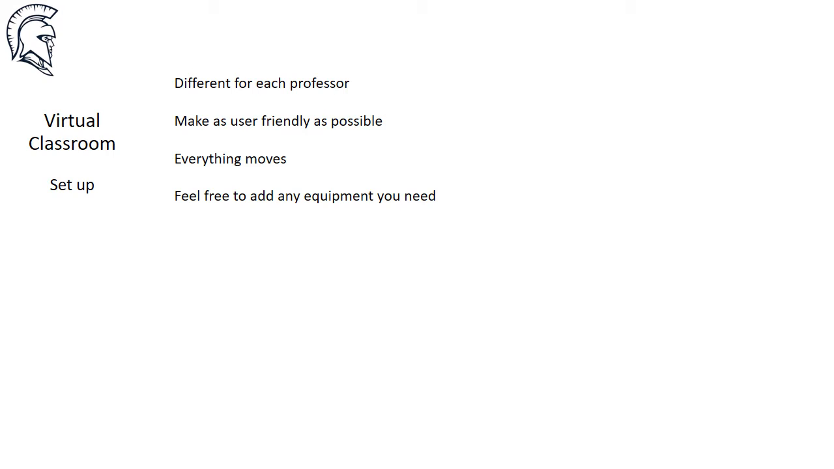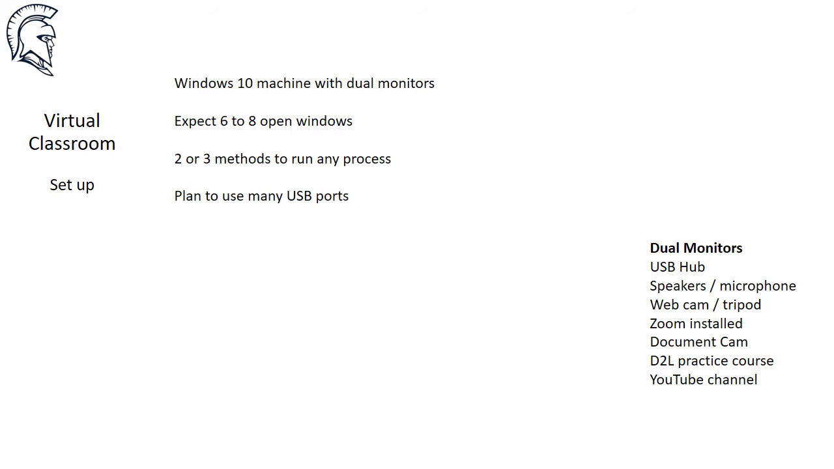I got a group of folks in my office last year to brainstorm the best way for me to write like a whiteboard. It now involves a whiteboard on the desk, markers and eraser, and a desktop document camera. I use a Windows 10 machine with dual monitors. I expect to have 6 to 8 windows open during class. You may need to practice with this ahead of time. Most anything Windows-based has 2 or 3 methods to run any process.